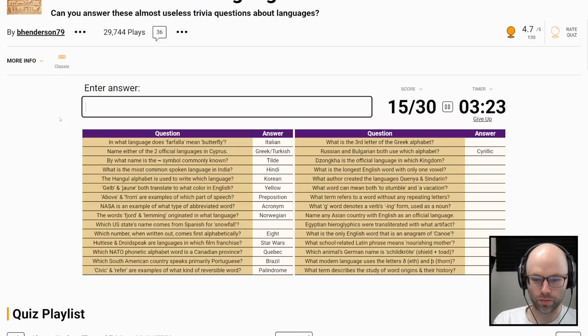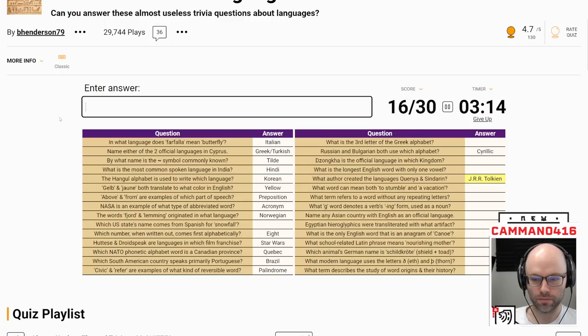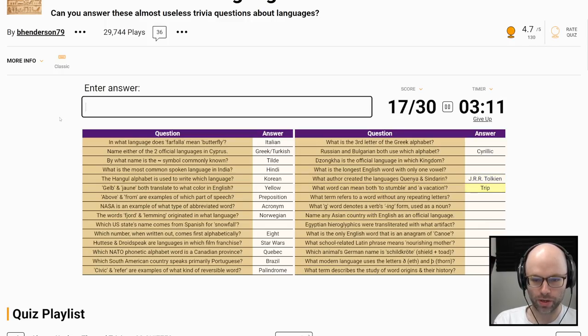The longest English word with only one vowel? What author created Kenya and Sindarin? Let's say that's Tolkien. What word means stumble and vacation, trip? What term refers to a word that doesn't repeat any letters? What G word denotes a verb's ing form used as a noun? Name any Asian country with English as an official language. Singapore.